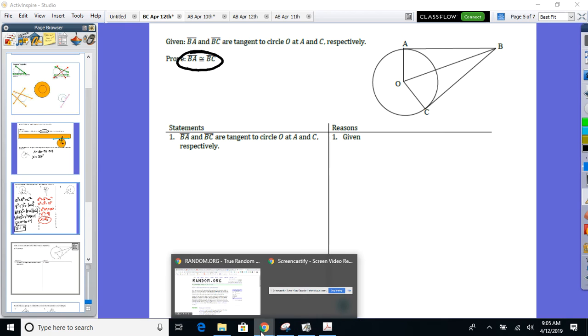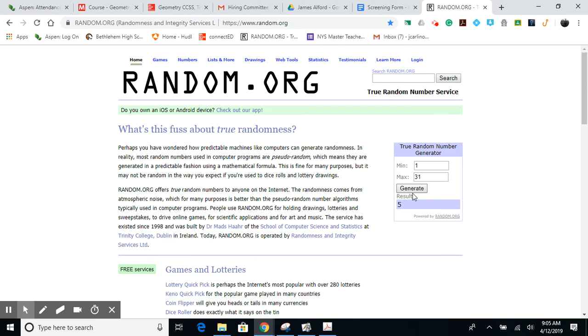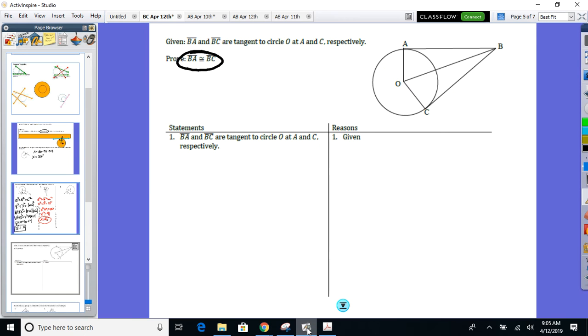Oh, garbage. 5. Anything here? Ooh, you went hardcore right away. I like it. I got angle BAO and angle BCO are right angles.